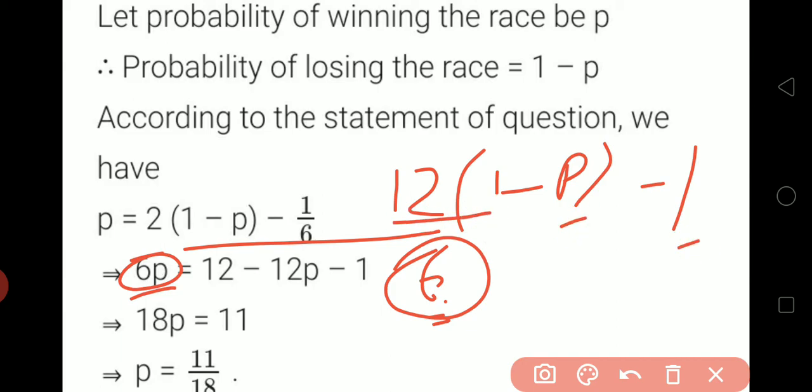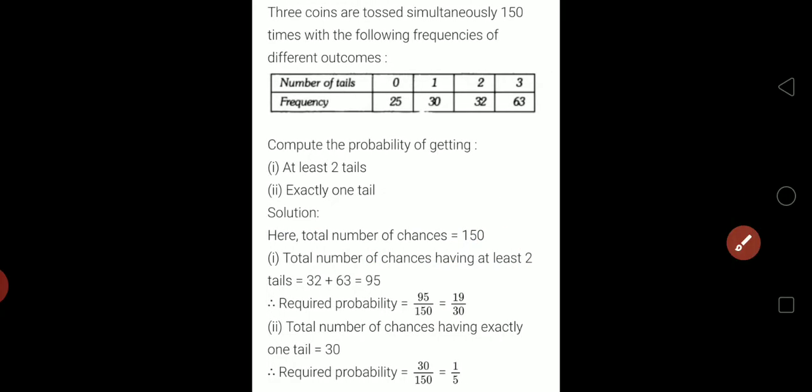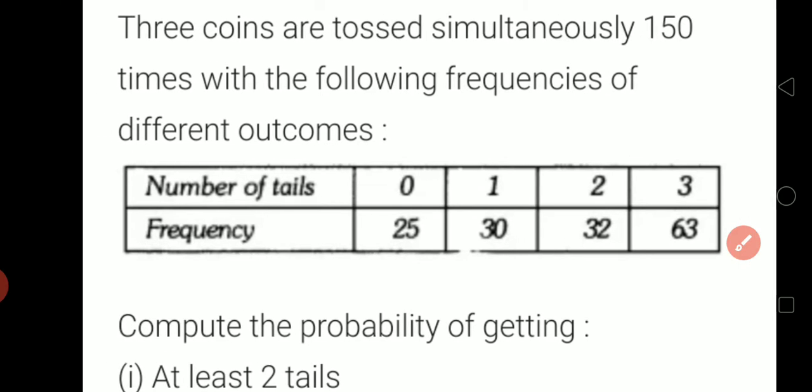So 12 minus 1 is 11 and the probability is 11 by 18. So that's the solution. Let us come to the next question.